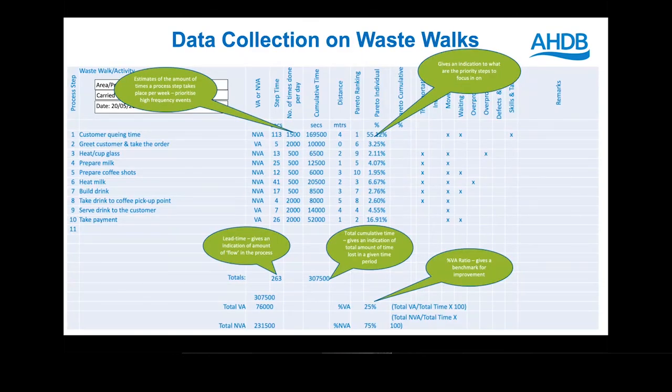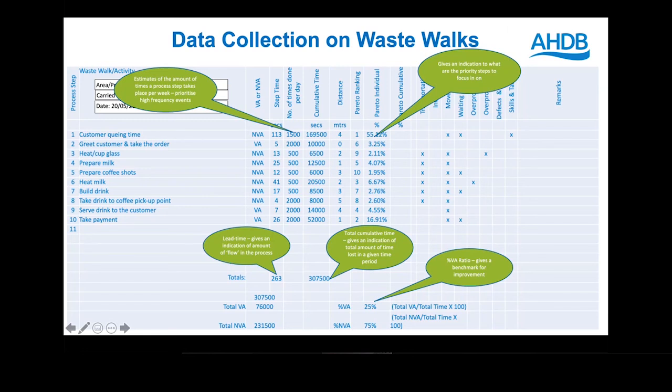So just reiterating on that data, we talked about estimates: this number of times per day or per week, whatever you choose. Just get an estimate for how often you're doing that particular activity. Use the Pareto individual percentage to give an indication of the priority of those steps, and that's what this Pareto ranking is. So 1 is the highest priority to focus on, followed by 2, 3, 4, 5, down to the lowest priority, which is priority 10.